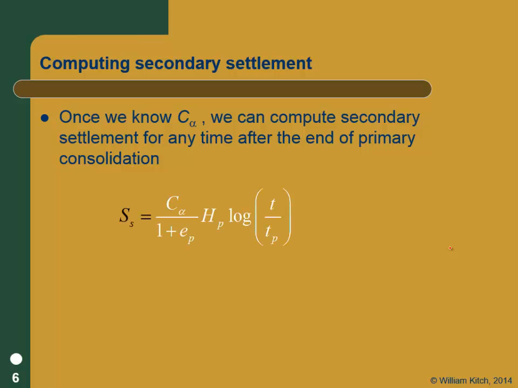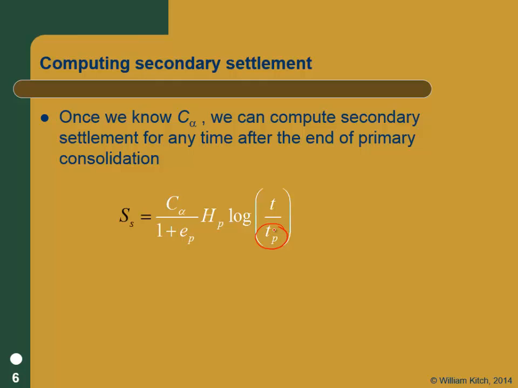We do this in a very simple fashion. We just say that the secondary compression is going to be C sub alpha over 1 plus E primary, or if we want to put epsilon sub alpha in there, we can do that, times the thickness of the layer when secondary compression starts, times delta log t, which is the log of whatever time we're interested in, divided by the time at the end of primary consolidation. It's not the time at the beginning, it's the time of primary consolidation. There's an implicit assumption here that we calculate the secondary compression as if it didn't start until the end of primary consolidation.